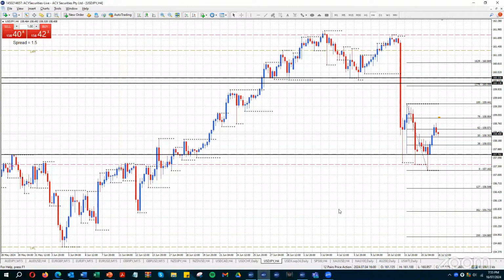So there's still the opportunity that we could come all the way back up in this zone and then see another sell-off. We'll have to wait and see. So not that easy at the moment.